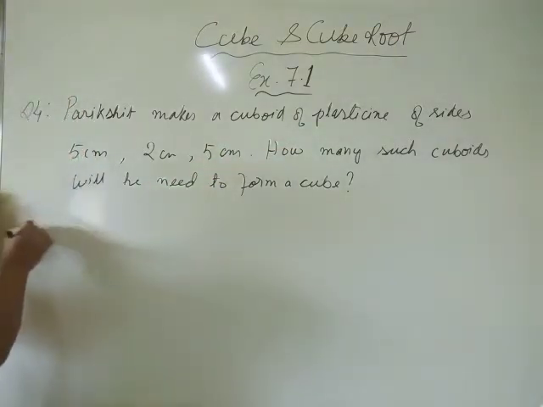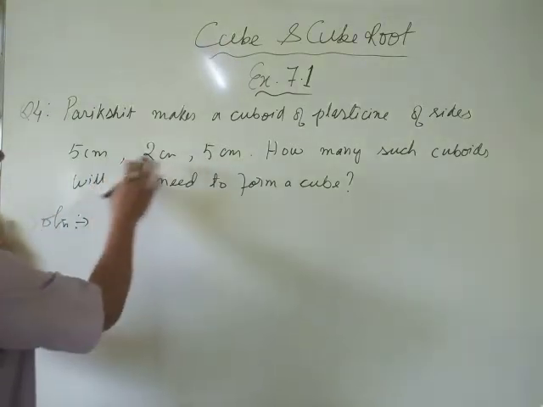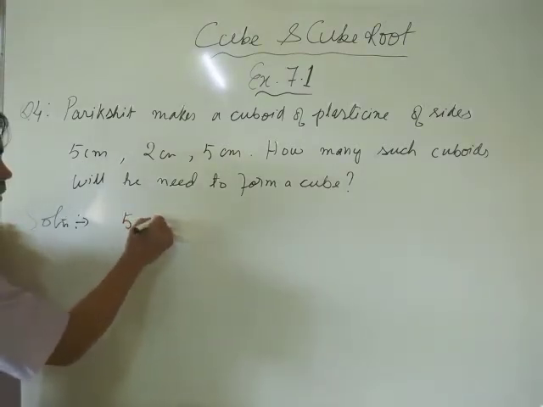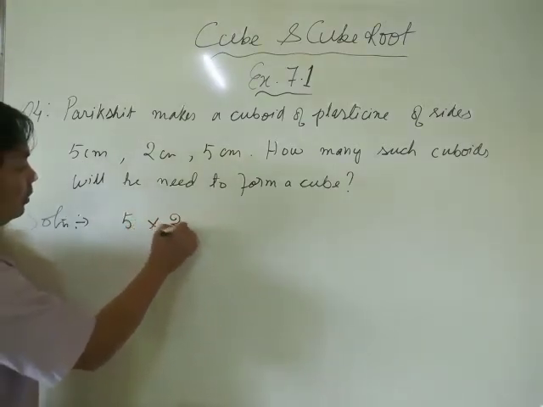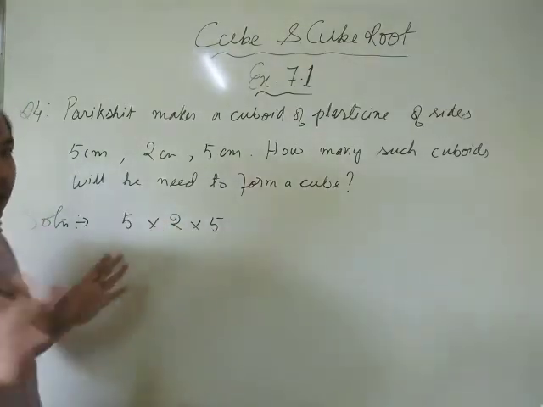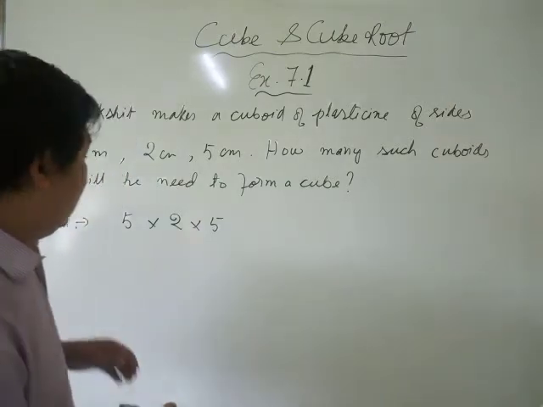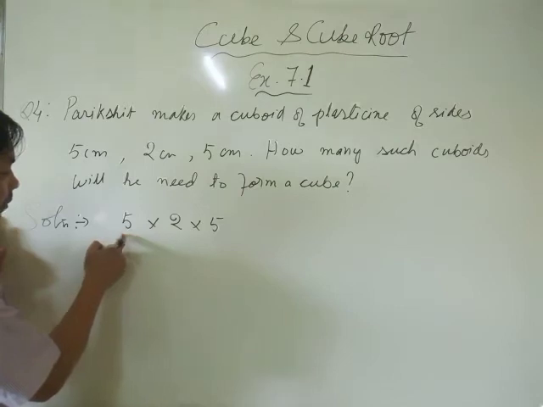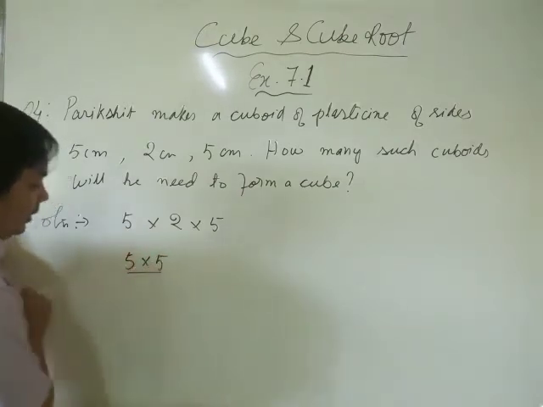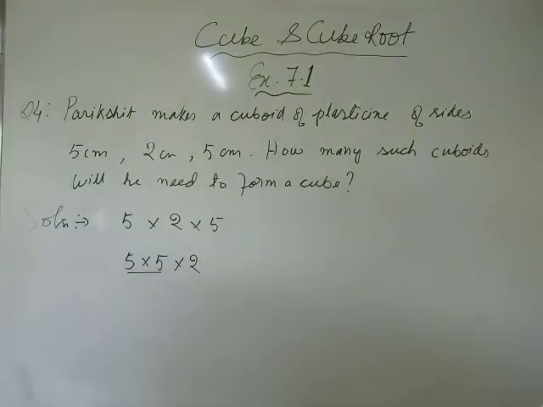So in the solution, you see here the cuboid. We know that the volume of the cuboid is 5 centimeter into 2 centimeter into 5 centimeter. So my dear student, this is for one cuboid only. So how many cuboids are required to make such a cube? You see here only 2 fives are there, isn't it? Yes. And 1 two is there. They are multiplying.